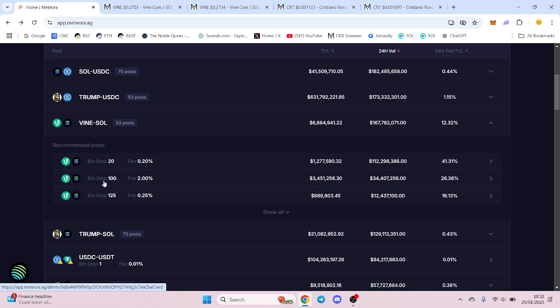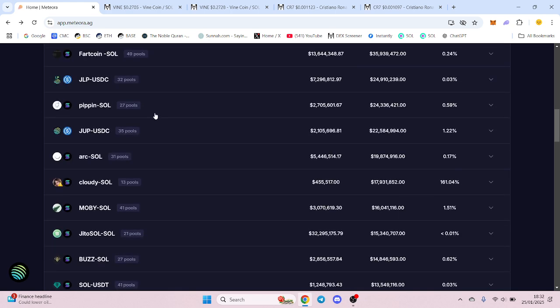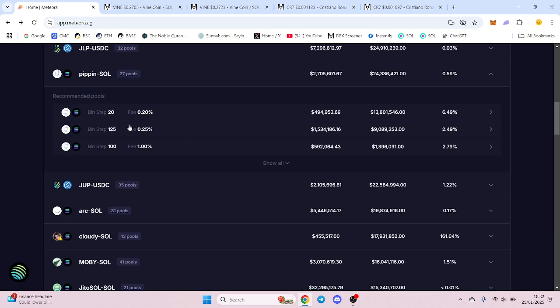So newer tokens, larger bin step, higher fees, and then over time you'll realize, okay, this token has lasted. We need to make a 20 bin step, 0.2%. And you can take this as an example for something like Pippin. Probably the best pool will be 20 plus 0.2.